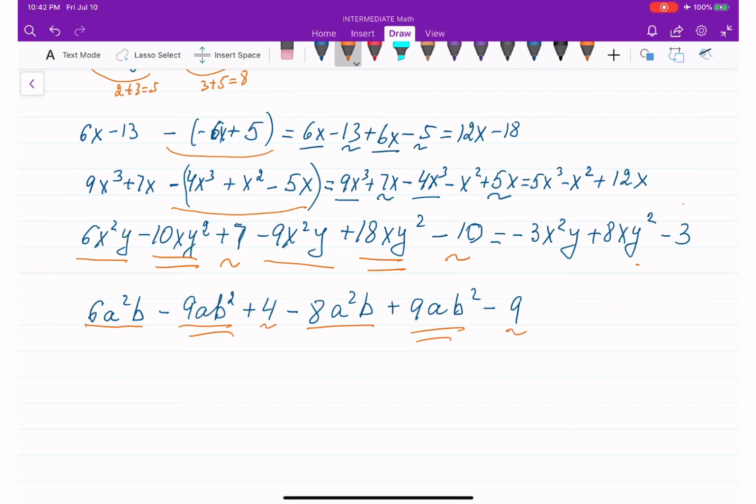By the way, negative 9ab squared and plus 9ab squared are canceling each other because it's going to be 0, right? So what we have left here: 6a squared b minus 8a squared b is going to be negative 2a squared b. And plus 4 minus 9 is going to be minus 5.